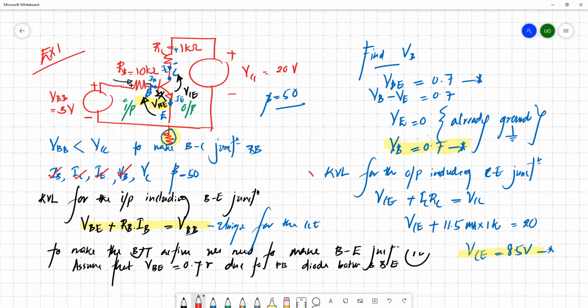So we did a simple thing. We applied Kirchhoff voltage law for the output circuit including the collector emitter junction. So then we can bring the collector into the equation. Once you apply Kirchhoff voltage law, VCE plus ICRC equals VCC. So you can easily find the voltage of collector with respect to ground. Using this knowledge, the emitter voltage is 0, so we can simply claim that the collector voltage VC is equal to 8.58, with VE equals 0. Done.